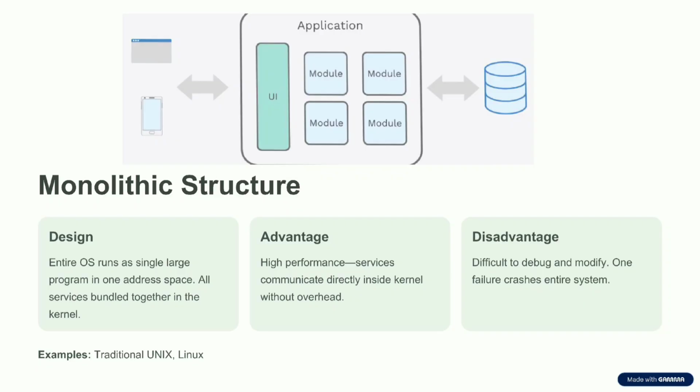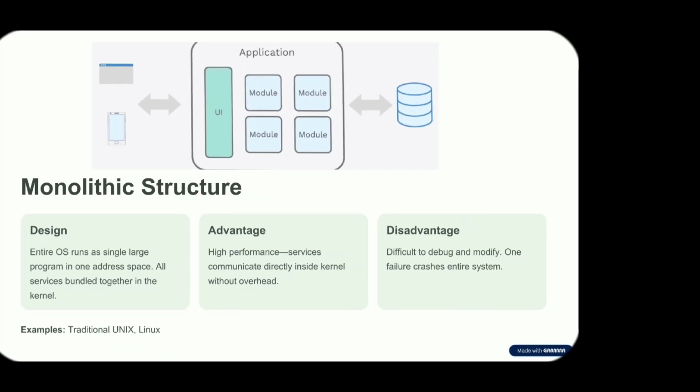Disadvantages of monolithic structure are that it is difficult to debug and modify. If one error happens, the entire system crashes. Examples of monolithic structures are Unix and Linux.